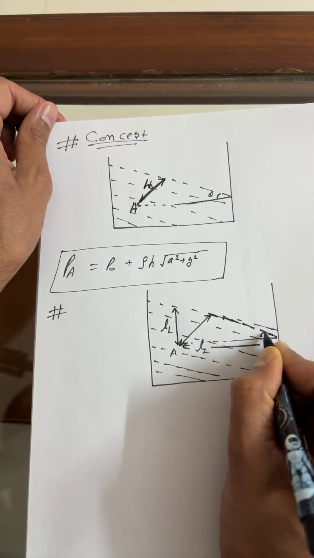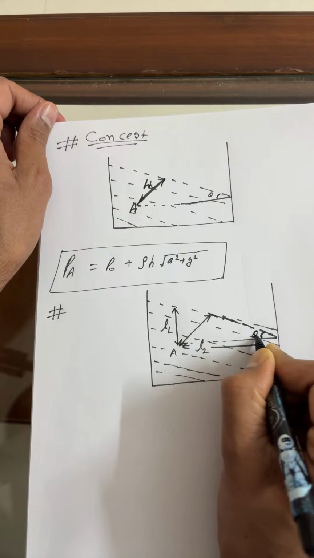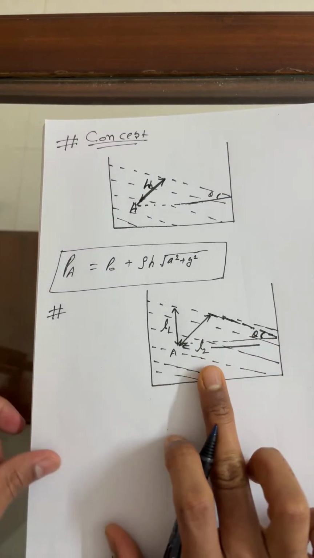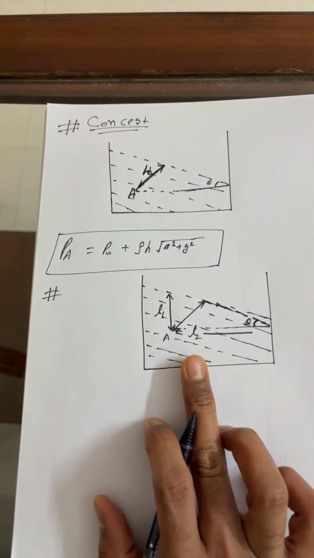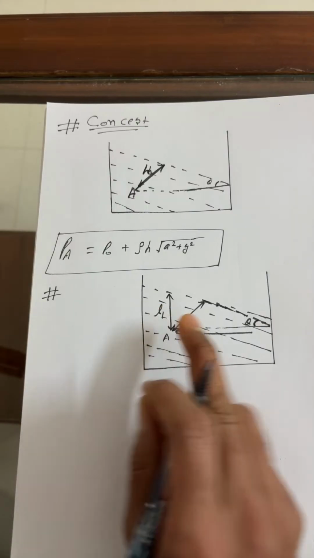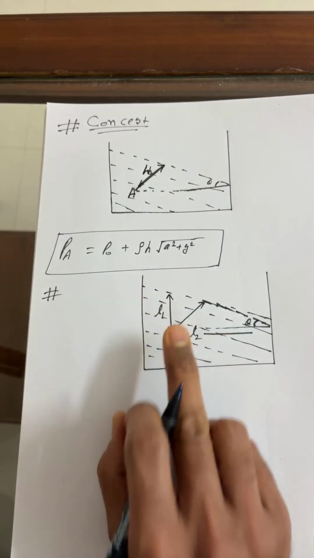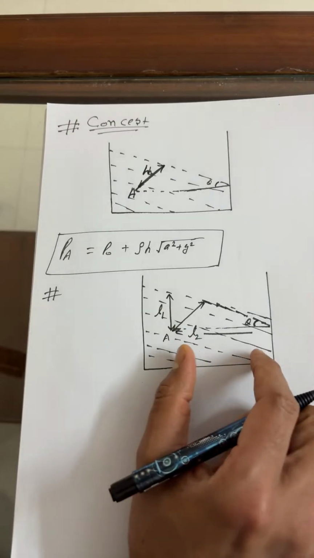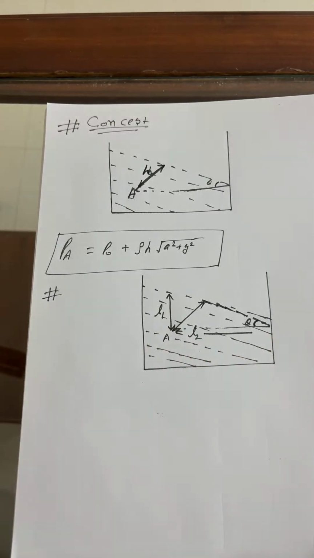This angle is what? As usual, the free surface, you can take theta. Listen to me carefully, this is a highly important point. L1 is the vertical distance of point A. L2 is the horizontal distance of point A. That's all. So here I wish to write the pressure at point A for L1.